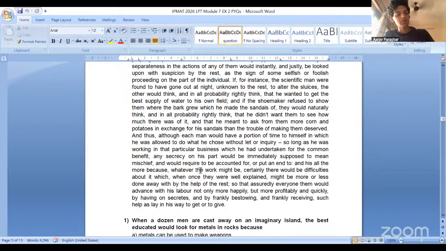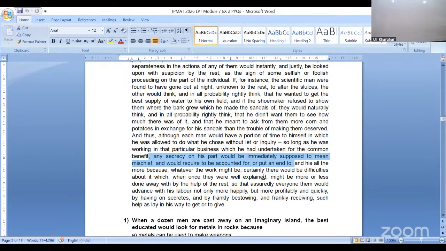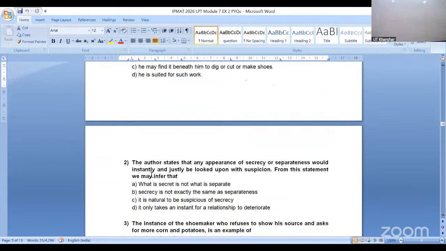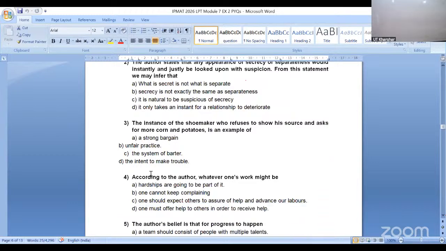I think so. Now, the main theme of the passage is about secrecy, and secrecy would immediately be supposed to be mean or mischief, and should be required to be accounted for and protected. So there should be transparency, not secrecy.